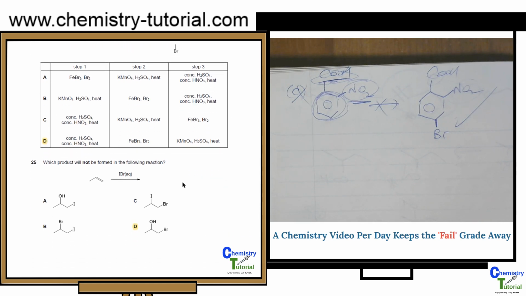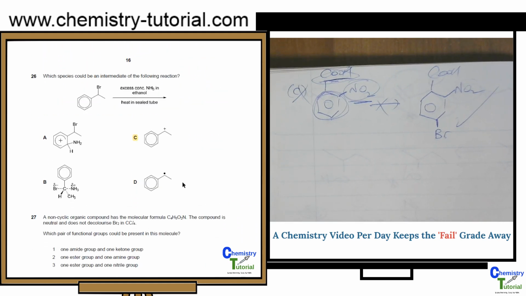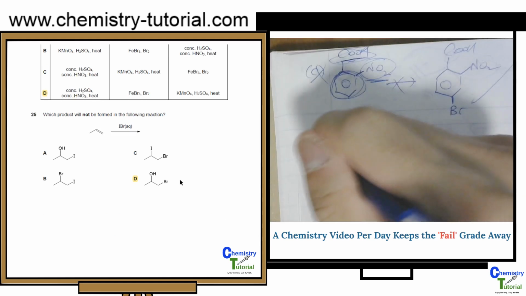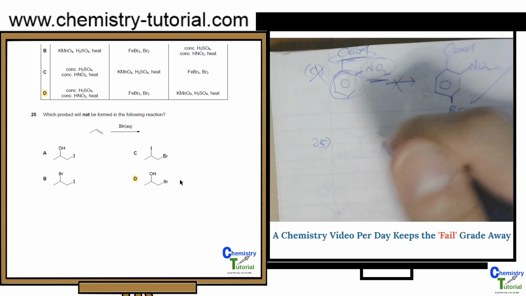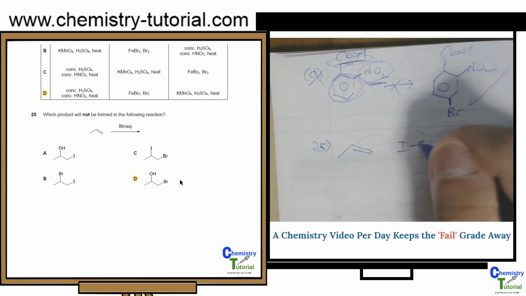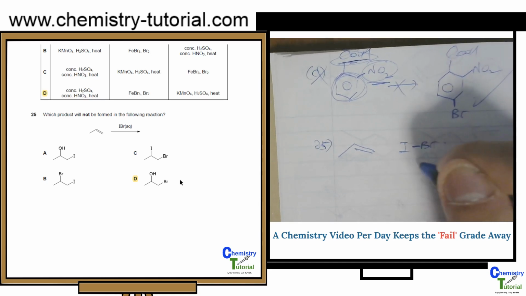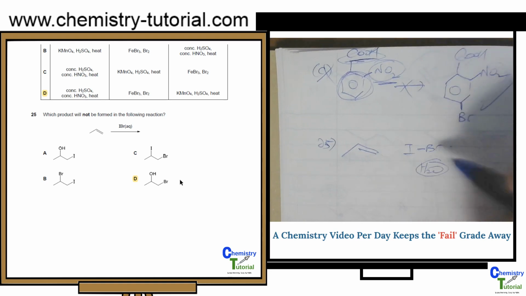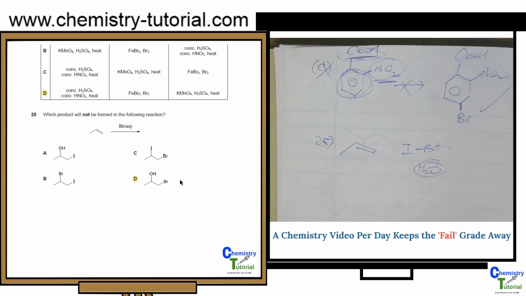Next one for question 25. Which product will not be formed in the following reaction? Okay, so we have an alkene here. We have an IBr aqueous. Aqueous means that actually there's some water nucleophile. Now, this is actually a special type of Markovnikov addition. We can actually call it a modified Markovnikov.